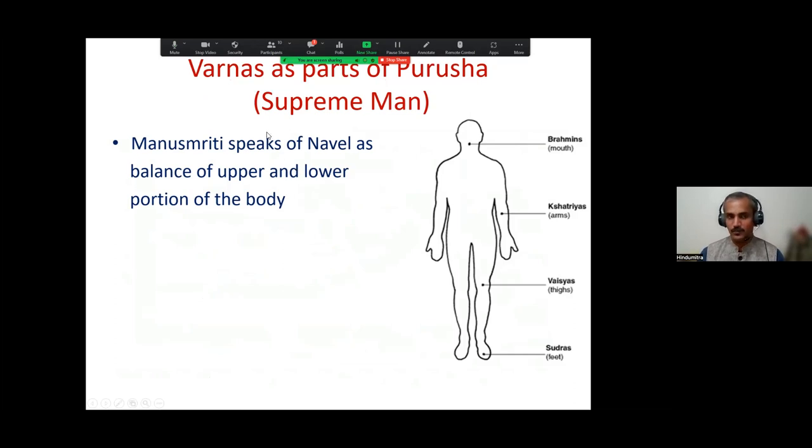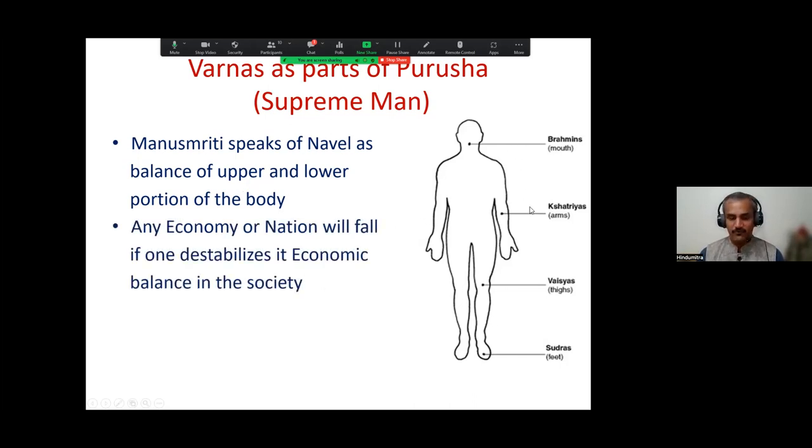I would like to give a proof from Manusmriti. Manusmriti talks about the Purusha Sukta from Rigveda, which talks about various classes of people. For example, Brahmanas, as it describes, came from the mouth, Kshatriyas from the bahus or shoulders, Vaishyas from the thighs, and Shudras from the feet. It is not to degrade or to put a stamp as a supremacist, but it talks in an equal fashion based on division of labor. Manusmriti talks of the navel as the center to balance the body, top and bottom. That means whenever the balance is broken, the economy or the system will collapse.